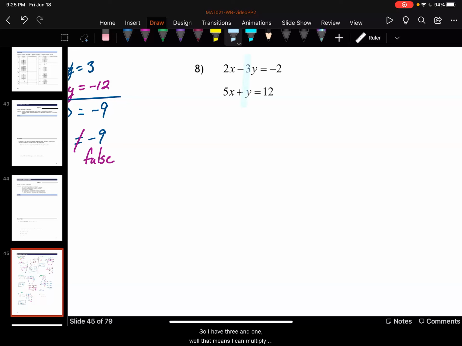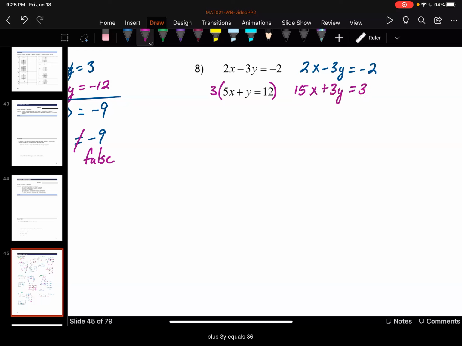So I have 3 and 1. Well, that means I could multiply that second equation by 3, and the y's would cancel out. So I'm going to go for the y variable there. So I'm going to multiply that second equation by 3. My first equation stays the same: 2x minus 3y equals negative 2. My second equation will become 15x plus 3y equals 36.